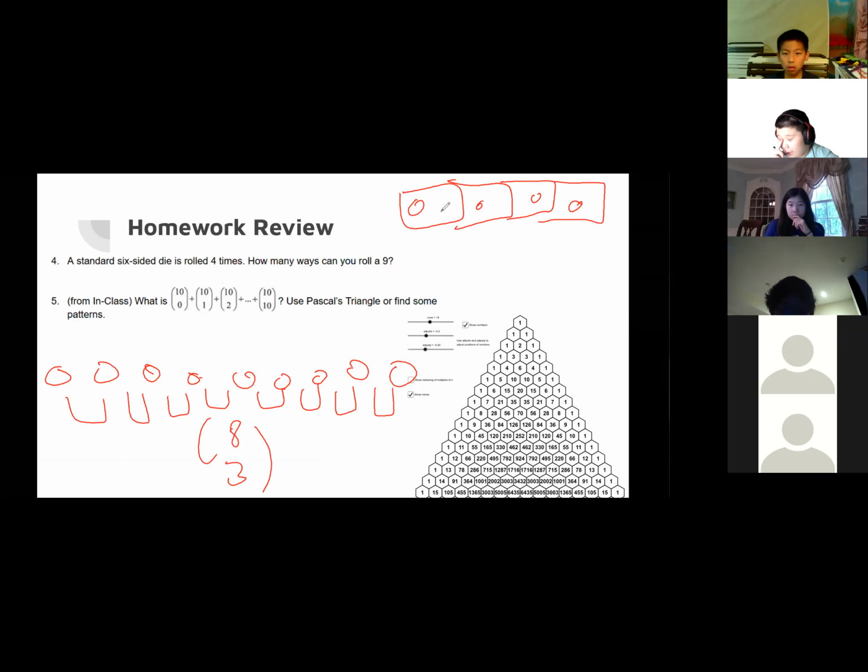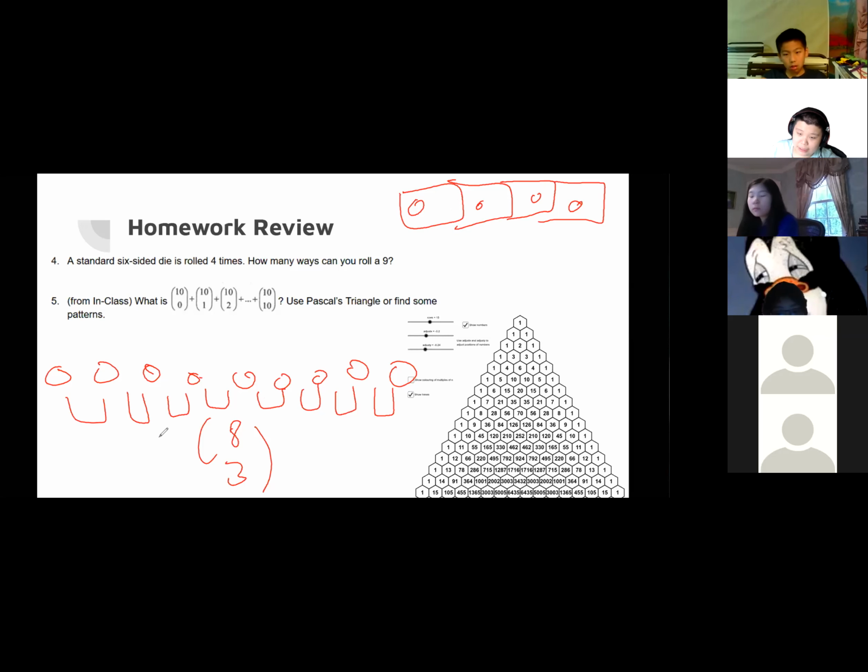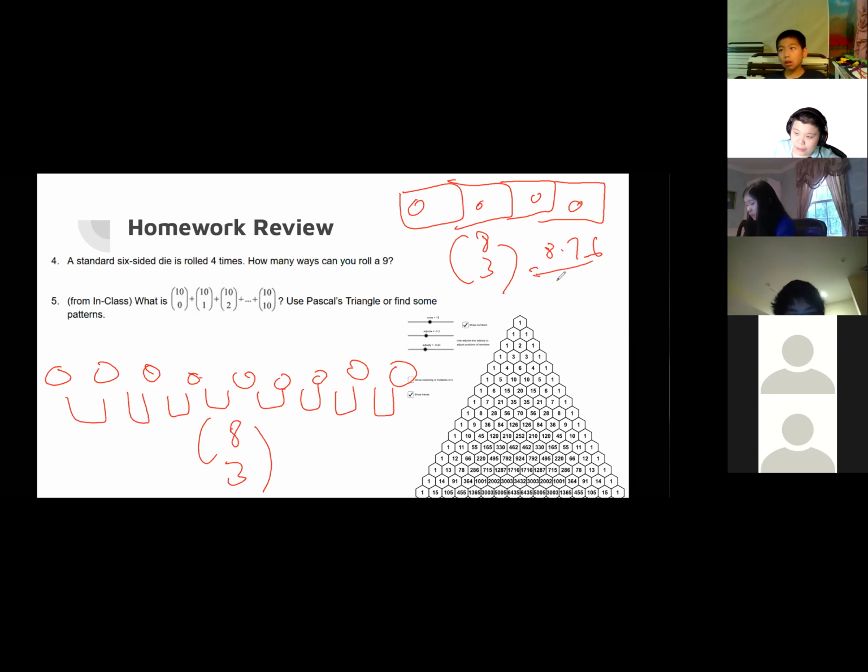And again, you could also think of it this way. Either way, in this case you have 5 dividers, and in this case you have 3 dividers and 8 spots. Either way, the total is 8 choose 3, which is equal to 8 times 7 times 6 divided by 3 times 2 times 1. These cancel, so it's equal to 56. Does anyone have any questions about this problem or anything else we've gone over?